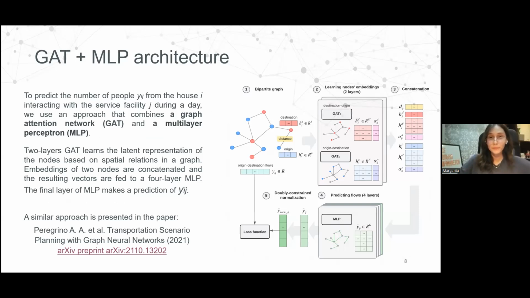multi-layer perceptron. Specifically, we use two-layer GATs to learn a latent representation of the node based on spatial relationships in a graph. Then embeddings of each pair of nodes are concatenated and the resulting vectors are fed into a four-layer multi-layer perceptron. The hidden layers.